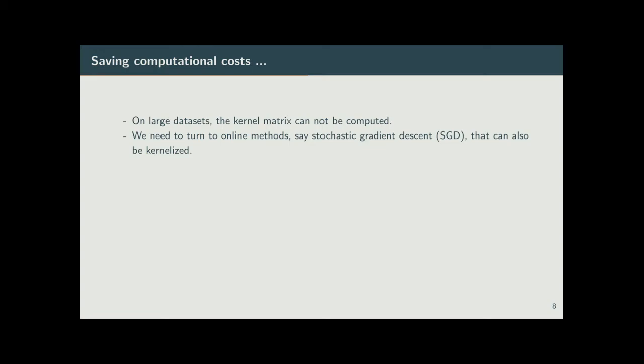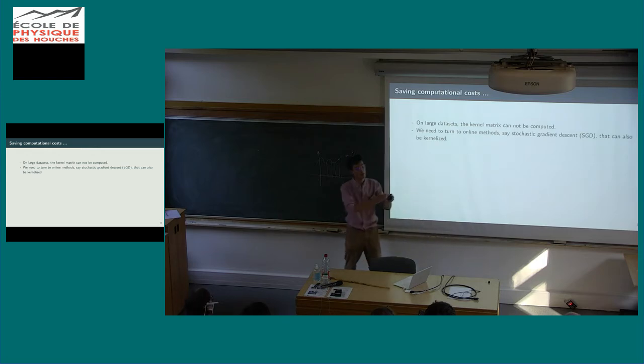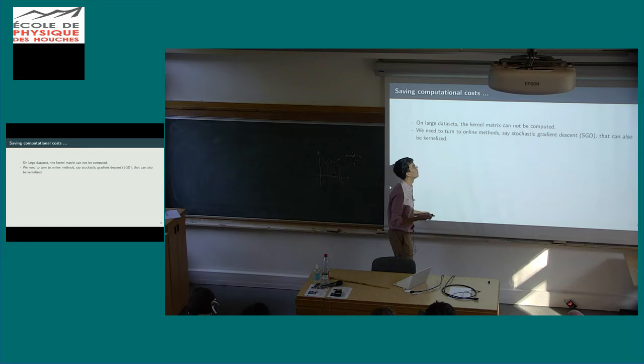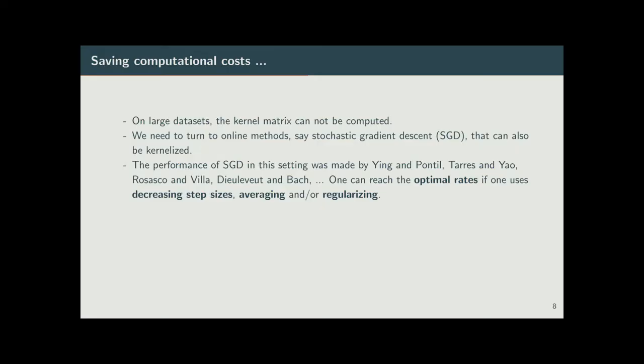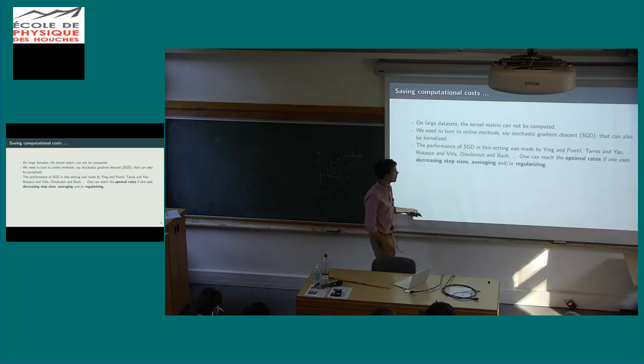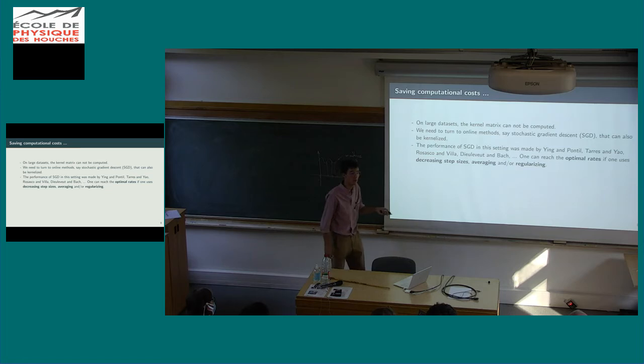So you need to turn to something else, and something else can be online methods. You don't use the dataset all at once. You just take a pass over the dataset. The simplest of all online methods is stochastic gradient descent. It can also be kernelized, and it was analyzed by many people, and the take-home message is that you can also achieve optimal rates.